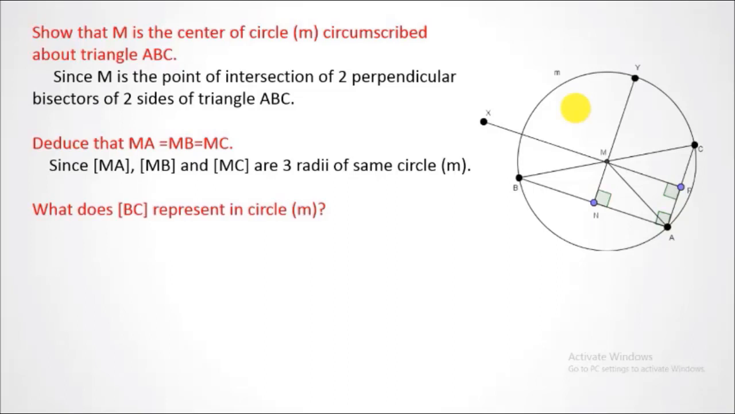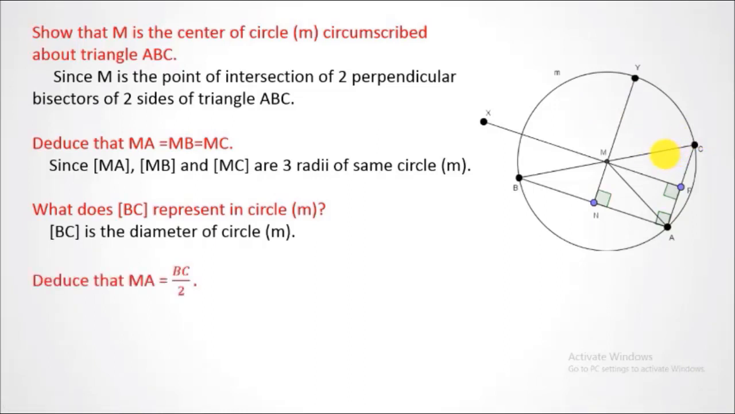What does BC represent in circle M? BC is the diameter of circle M. Deduce that MA is equal to BC over 2. Deduce that the median in right triangle ABC, median MA relative to hypotenuse BC, is equal to half BC.